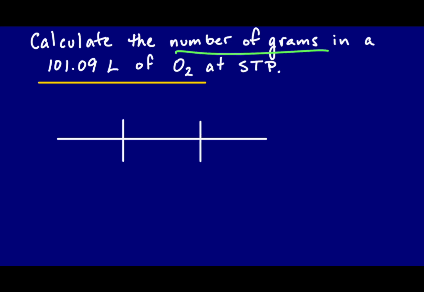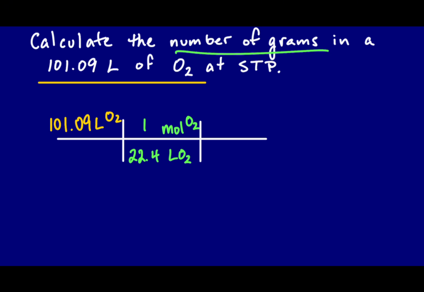Our given value is 101.09 liters of O2. We're at STP, so we need liters of O2 to cancel out. So that's why I was saying we're going to use molar volume first. So our second fraction here is going to contain molar volume because that is the only way we can get liters of O2 to cancel, which will then give us moles of O2. So for every 1 mole of O2, we will have 22.4 liters of O2.